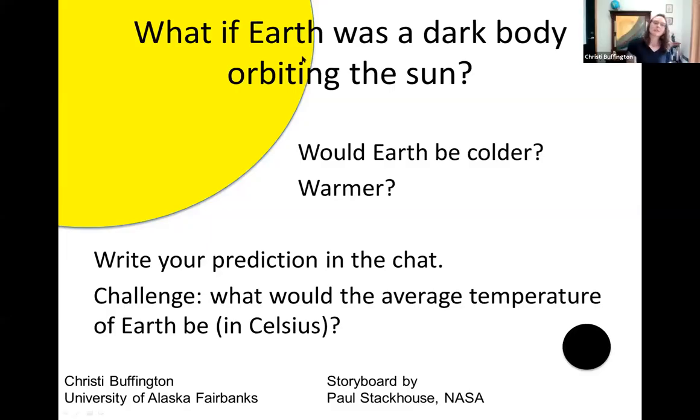Okay, so let's start this with a question that you might pose to your students. What if our Earth, instead of being what it is and what we see, is instead this dark body? NASA calls them black bodies. And what if it was just this dark body orbiting the sun? Would Earth be colder or would Earth be warmer?